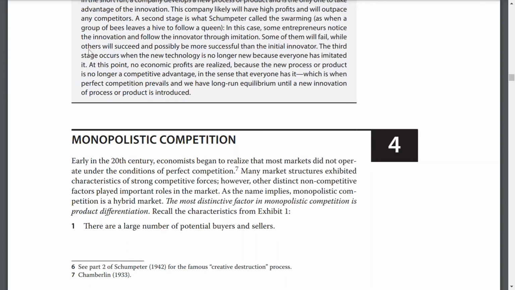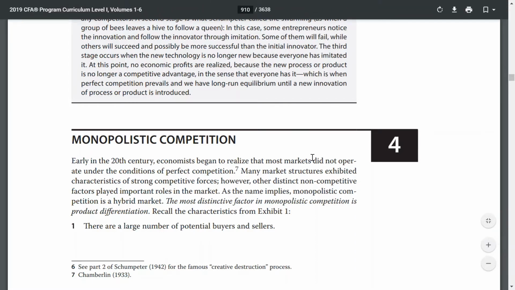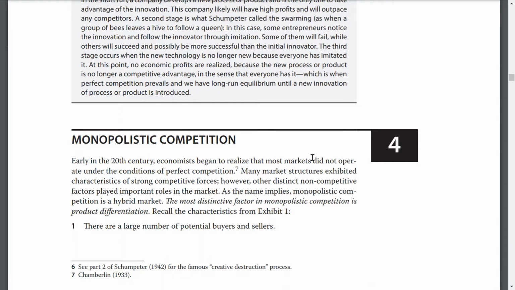All right. Okay, monopolistic competition, one of the market structures of the theory of the firm. Continued reading of the CFA Level 1 program curriculum reading. In the early 20th century, economists began to realize that most markets did not operate under the conditions of perfect competition.